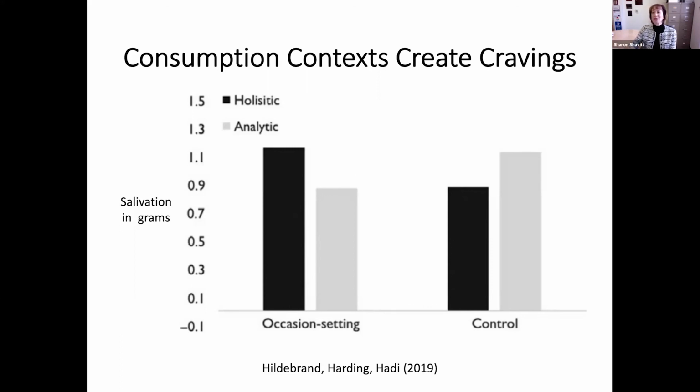So that's kind of a cool study in that it doesn't rely on self-reports at all, but it does show you that holistic versus analytic thinking style influences how much the context matters for the way the product or brand is perceived.